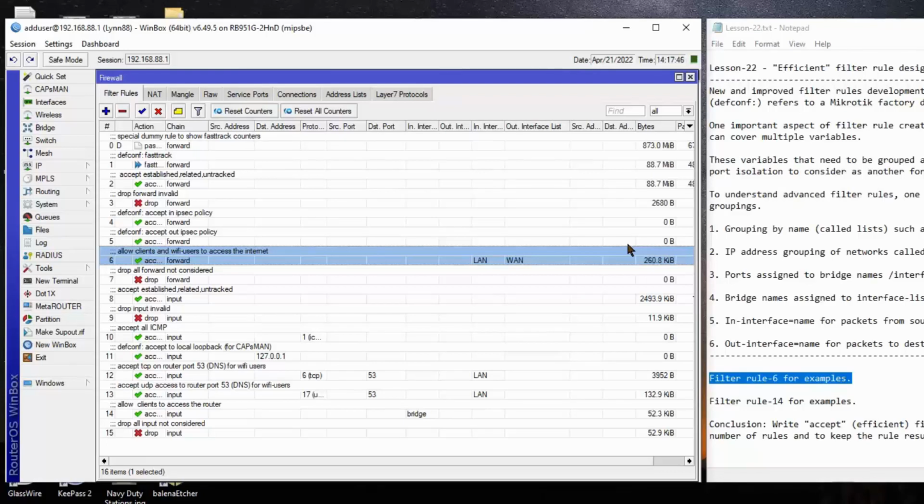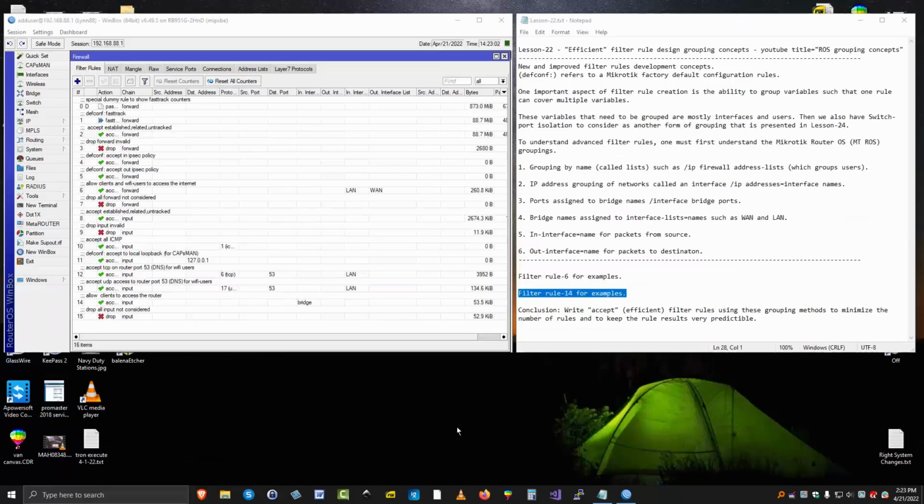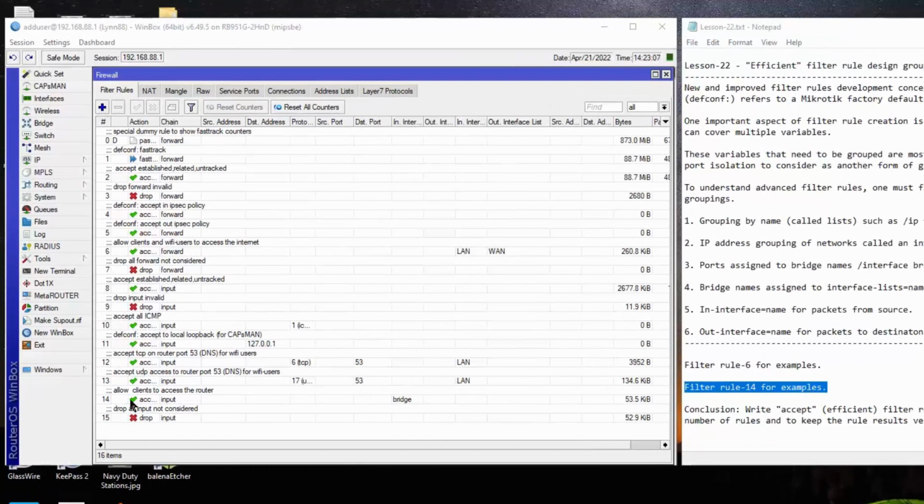We had the WAN group and the LAN group, and that consisted of bridges, and the bridges consisted of IP addresses, and the IP addresses were groups of users. And the users were in groups of addresses. But in this particular rule number 6, we don't care about the users being in groups of addresses. So that explains rule number 6 and how it revolves around these concepts of grouping. Next, we're going to take a look at filter rule number 14, towards the bottom. It says allow clients to access the router.